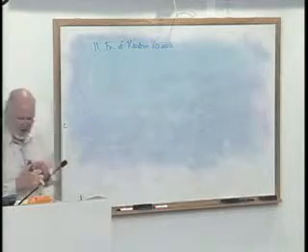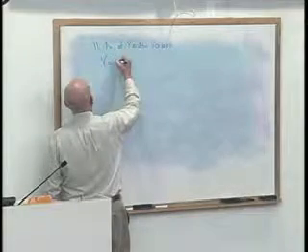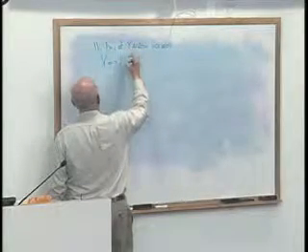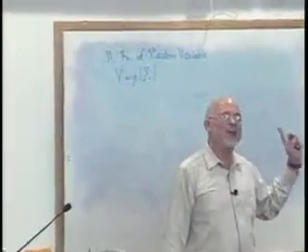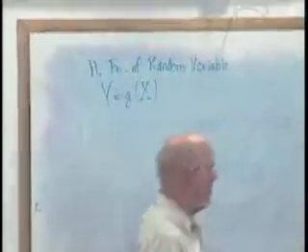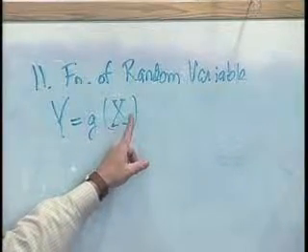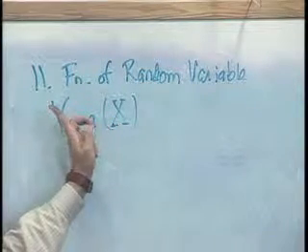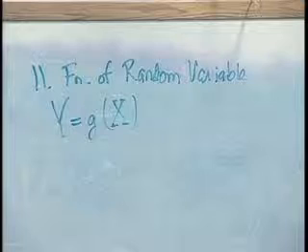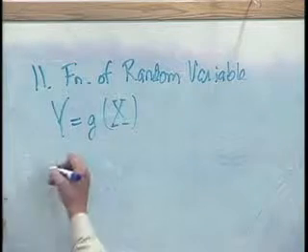Function of a random variable, written like this, y equals g of x. And this is just plain old vanilla composition of functions. This says, take your outcome, apply the function x to it to get a number out of it, and then plug that into the function g to get another number. Now here's the formula. And this is incomprehensible without an example.